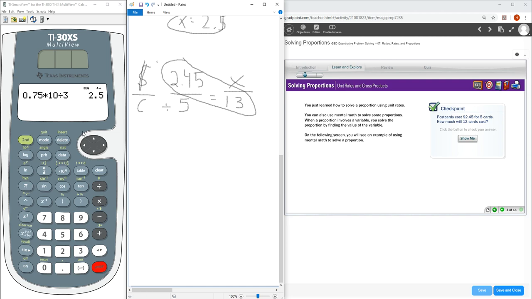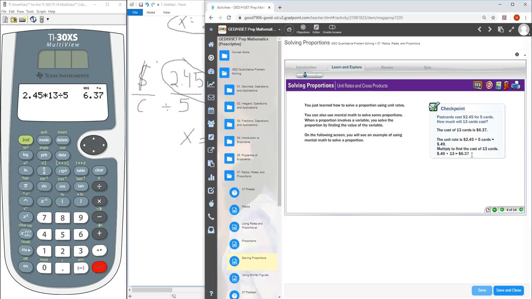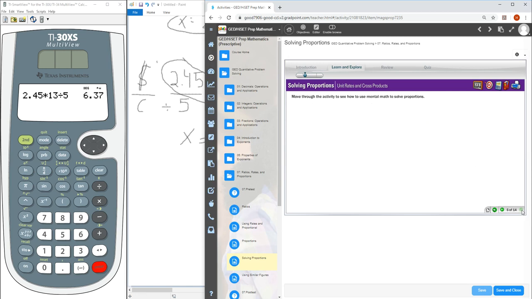Okay, so over to the calculator. 2.45 times 13 divide by 5 equals your X, which is 6.37, which expressed in other words would be $6.37. So let's check our answer. Perfect, $6.37. Let's move on.